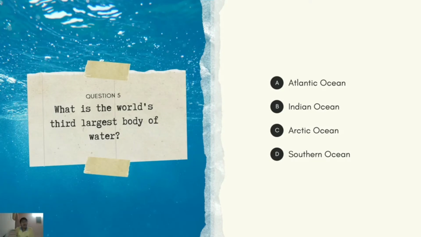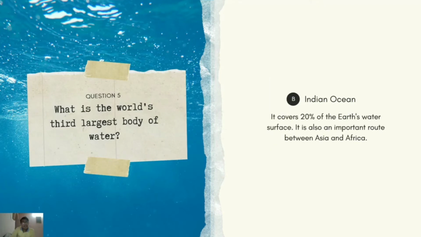Now, question 5. What is the world's third largest body of water? We know the biggest is Pacific. For the third largest, there are four options again: Atlantic Ocean, Indian Ocean, Arctic Ocean, and Southern Ocean. The answer is Indian Ocean, which is below the Indian Peninsula. It covers 20% of the Earth's water surface and it is also an important route between Asia and Africa. So Indian Ocean is a very important route between the two continents, that is Asia and Africa.